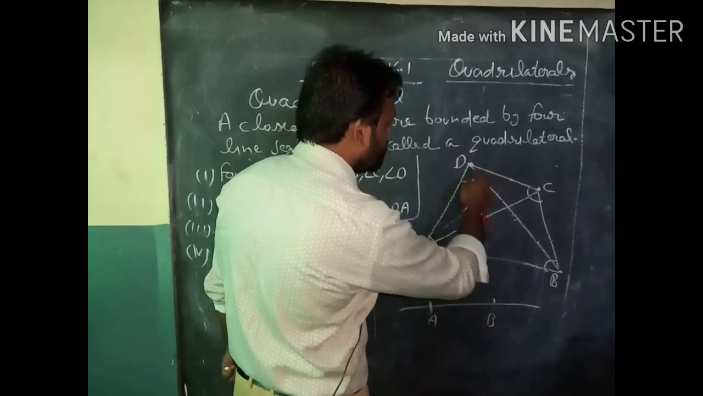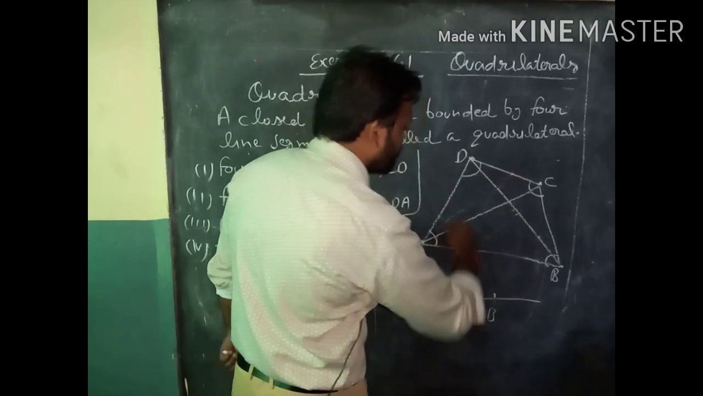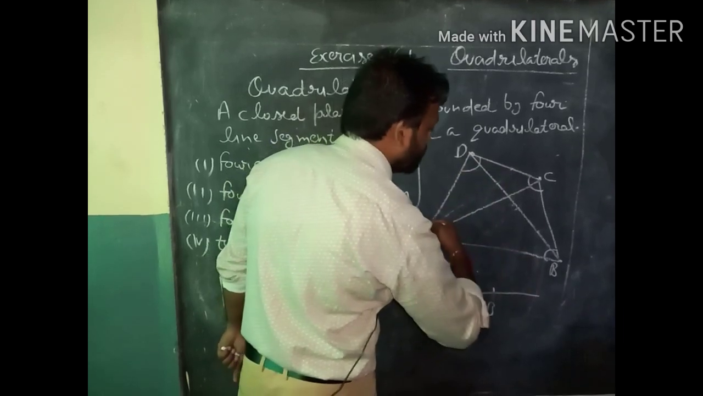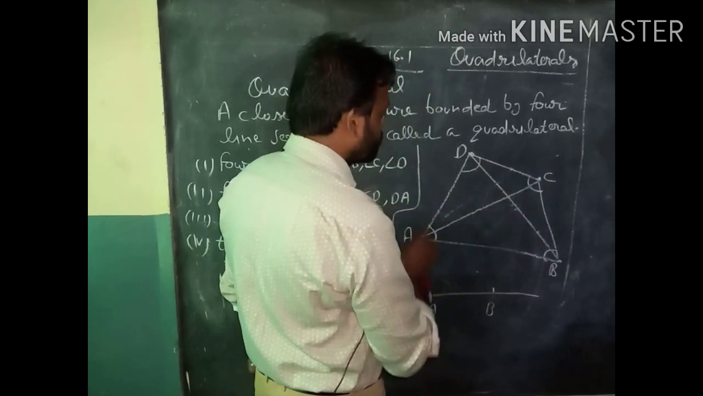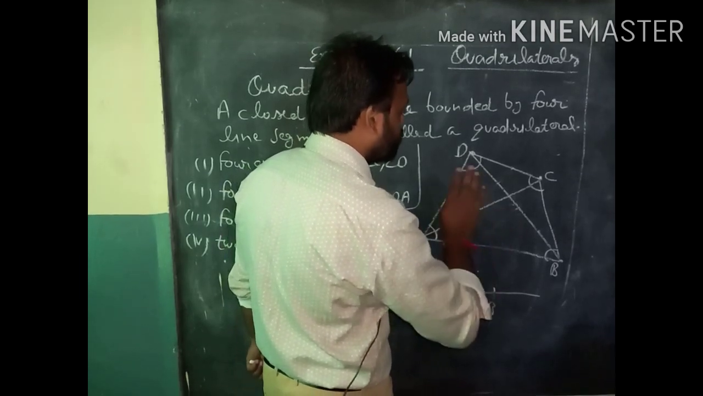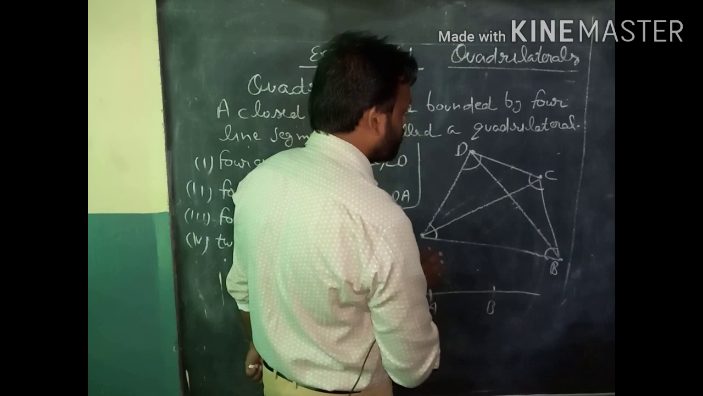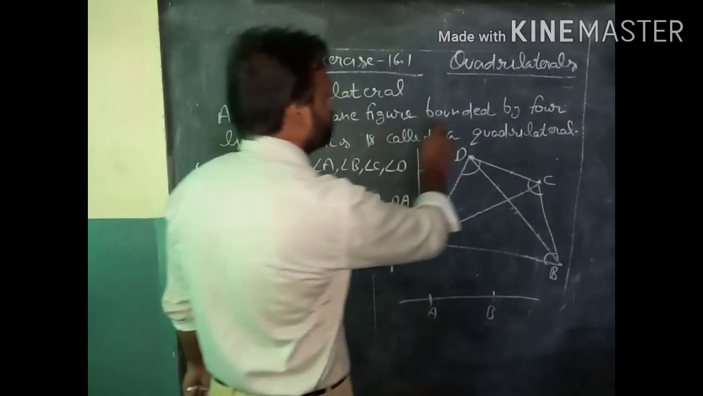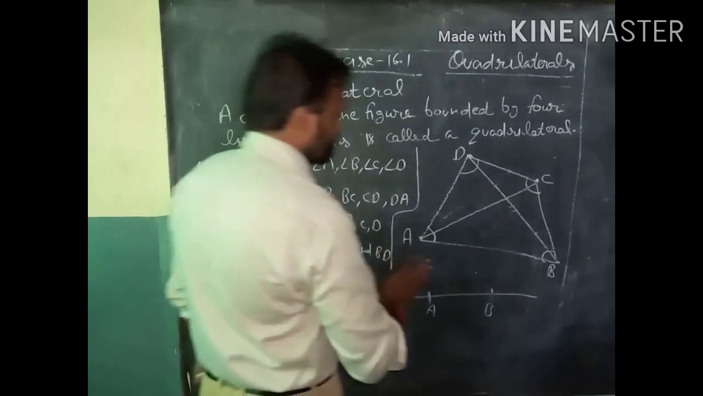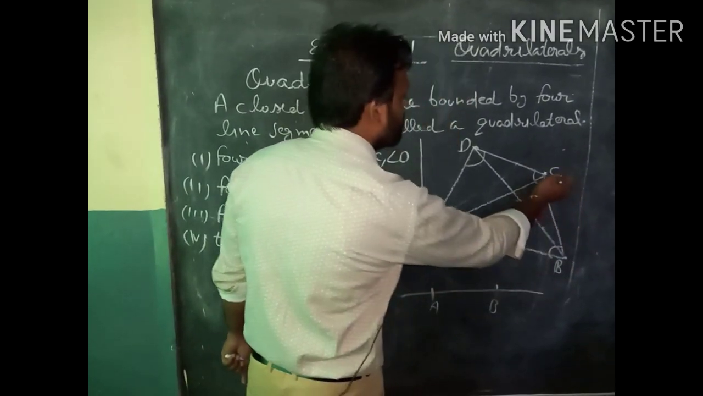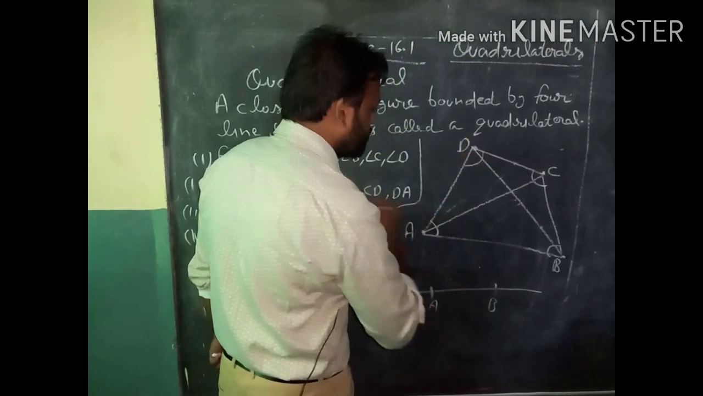In this you can see this is a closed plane figure. Plane means it has only 2 dimensions, that is, length and breadth. So those figures which have only length and breadth are called plane figures. So you can see here a closed plane figure bounded by 4 line segments. AB is a line segment, BC is a line segment, CD is a line segment, and DA is a line segment.